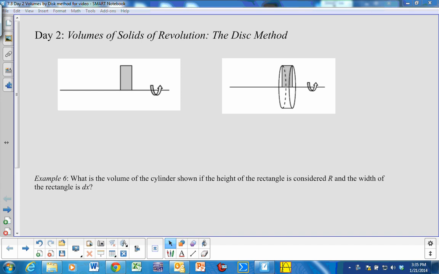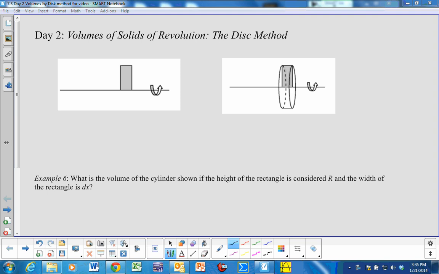We talked about volumes of solids if we knew the cross section, and now we're going to talk about another way to find volumes of solids, and that is by basically revolving a region around a line, which may be the x or y axis or could be another line. And we're going to use that. And so this first method is going to be called the disk method.